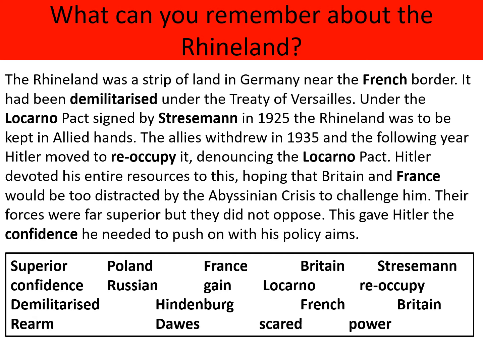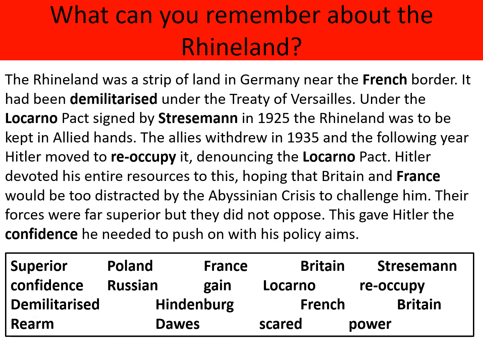But in 1935, the Allies withdrew, and Hitler moved to reoccupy the Rhineland, denouncing the Locarno Pact. Hitler devoted his entire resources to this, so he's only just started building up his army, and he sends all of them to the Rhineland to take it over. He hoped that Britain and France would be too distracted. There was something called the Abyssinian Crisis going on. It's kind of like Africa, Italy. It's okay, we don't need to know about it, but it's a bit like Britain and France had their backs turned, weren't looking at the Rhineland. By the time they turned back around, Hitler had taken it over.